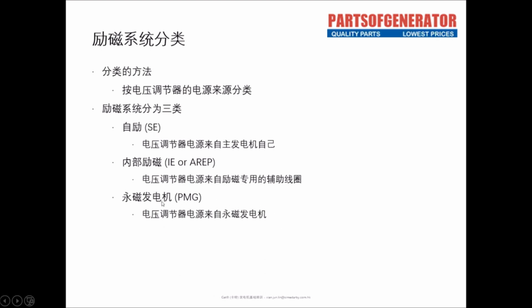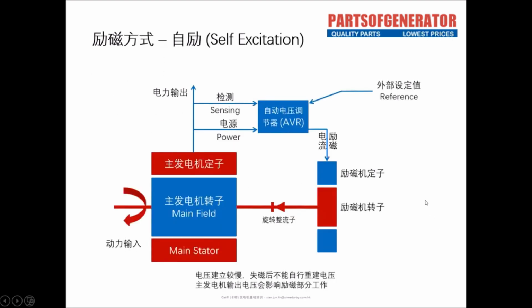As we have said before, this auxiliary coil is in the main stator of the generator. It is an independent set of coils, and its voltage will not be affected by the output voltage of the main generator. The third type is a permanent magnet generator, which means there is a separate permanent magnet generator, which generates electricity and supplies it to the voltage regulator.